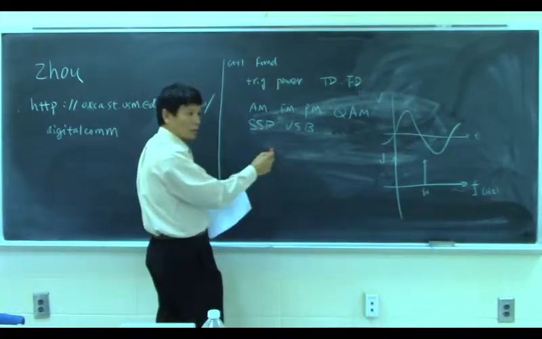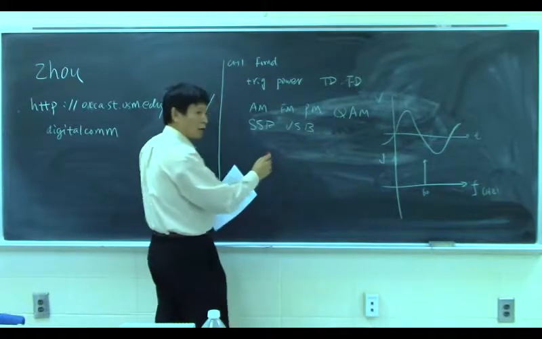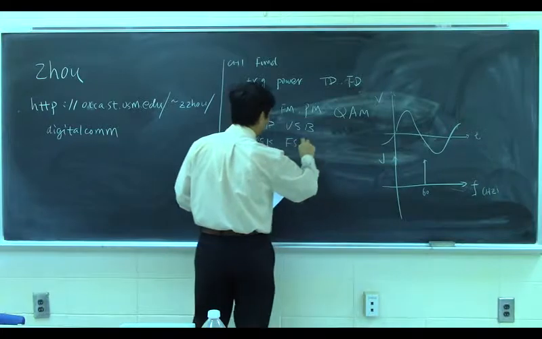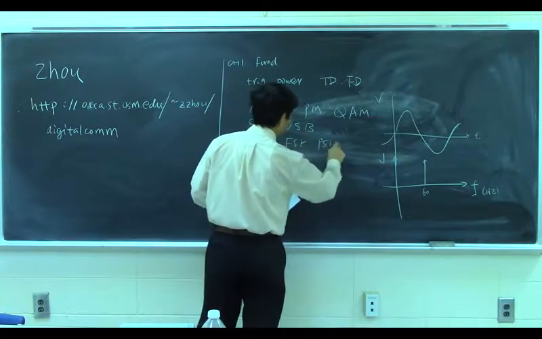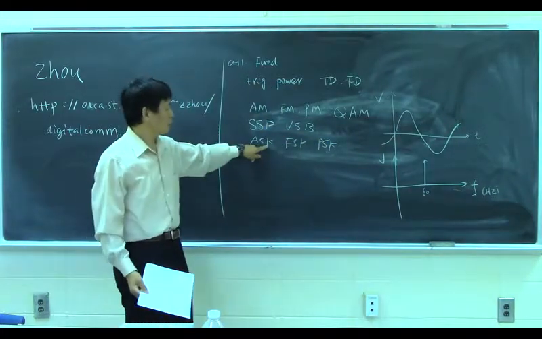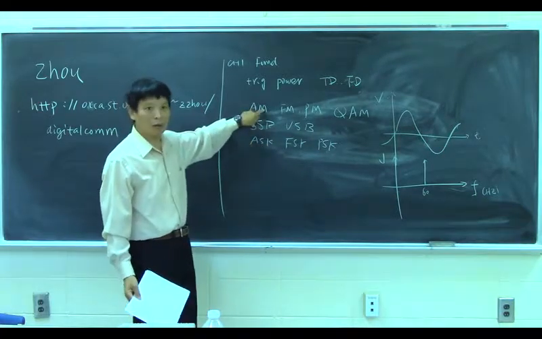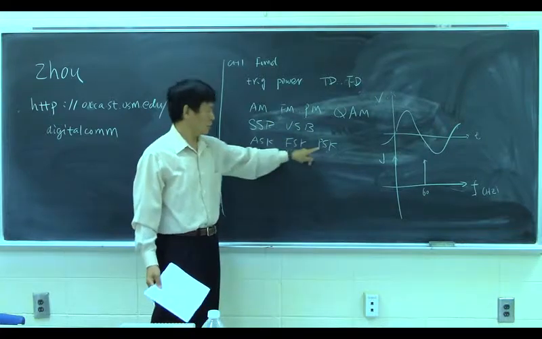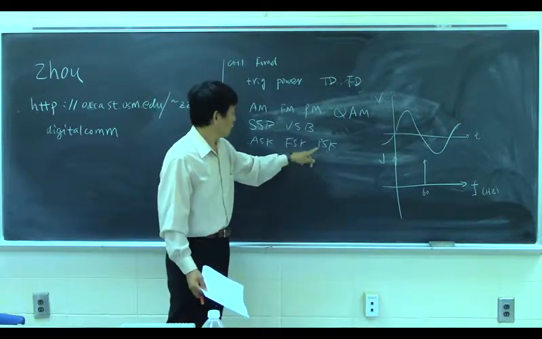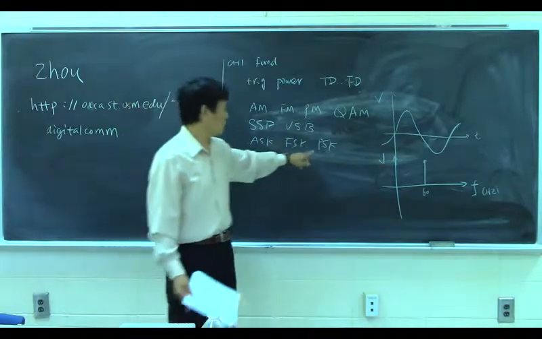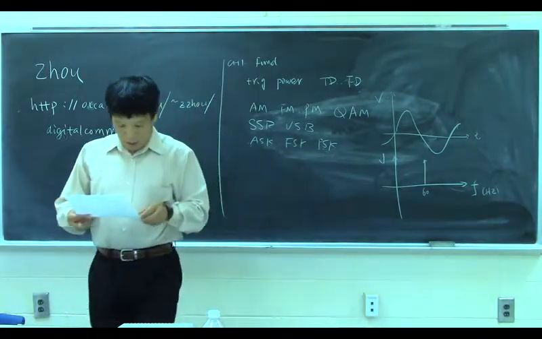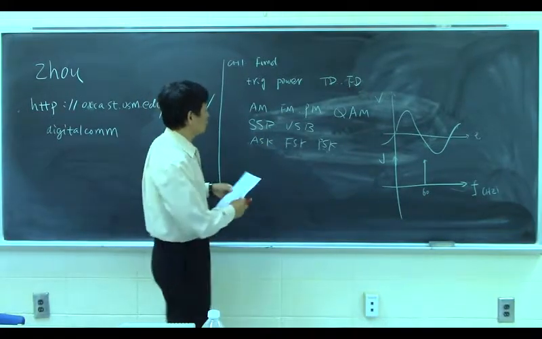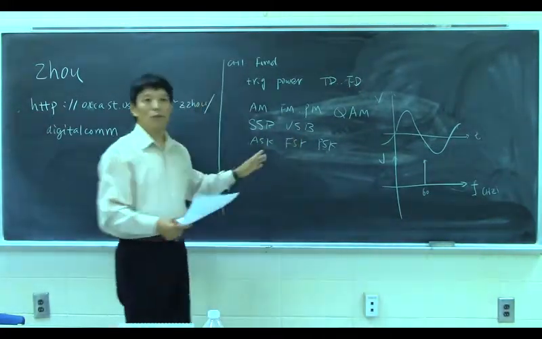All these are analog. And also for digital signals, we have ASK, FSK, and PSK. ASK is amplitude shift keying, also called digital AM. FSK is frequency shift keying, which you can call digital FM. This one is digital PM, called phase shift keying. Also, we are going to discuss the modulation and demodulation process.